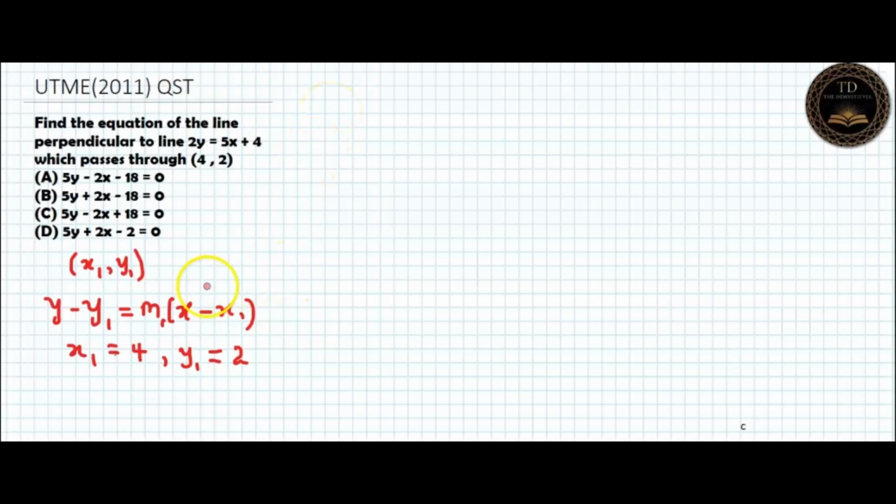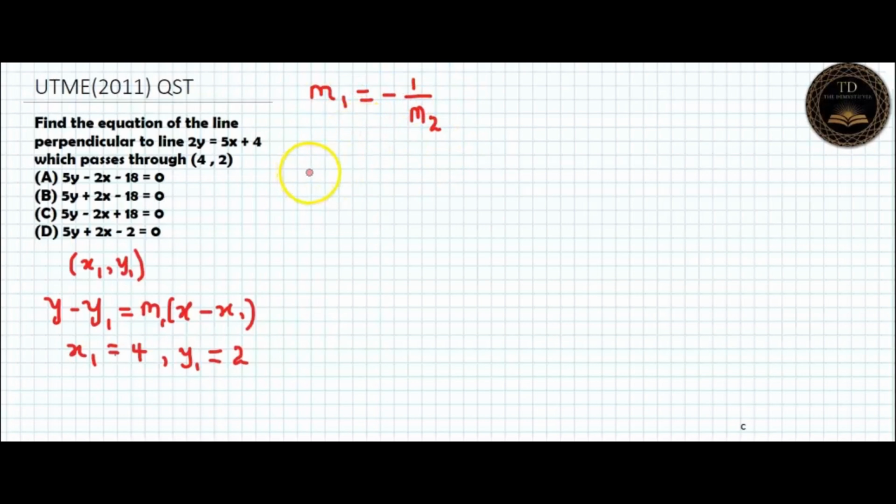So the gradient of the line that we're trying to get is m1. Since it is perpendicular to this line, let the gradient of the line that is given be m2. In that case, the relationship between the two of them would be that m1 is equal to minus 1 over m2. So when two lines are perpendicular, this is the relationship between their gradients.